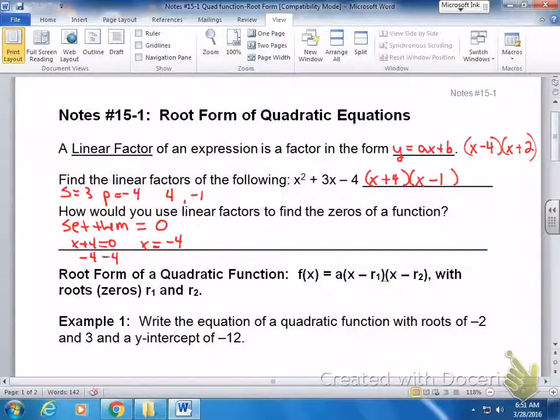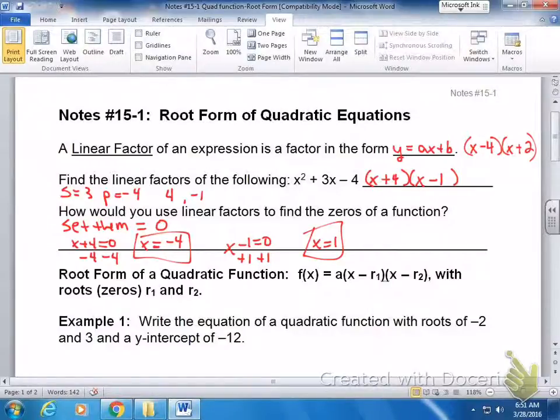Notice it's the opposite of what we got earlier. Then we can do the other one the same way. We have x minus 1 equals 0. I can add 1 to both sides, and I get x equals 1. So that's how you find zeros. We've been doing that. Now, what we're going to do is write these things in root form of quadratics. The root form equation is f of x equals a times x minus r1 times x minus r2, where r1 and r2 are the roots or the zeros. So the things we just found here, those are the roots or the zeros, okay?